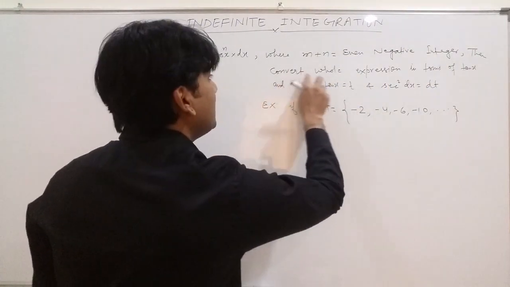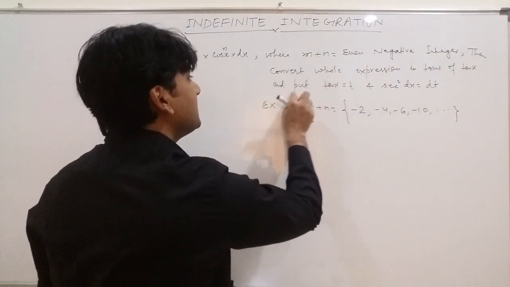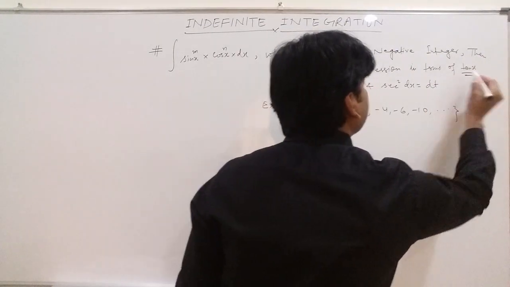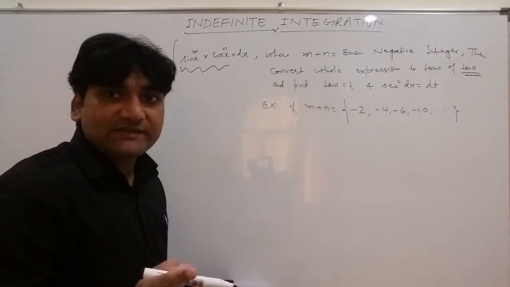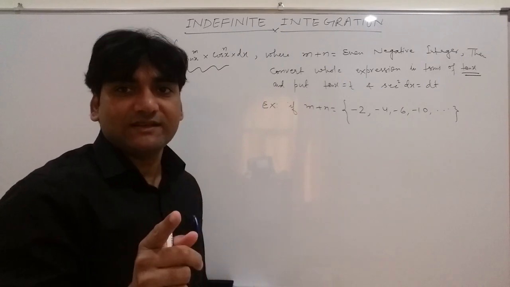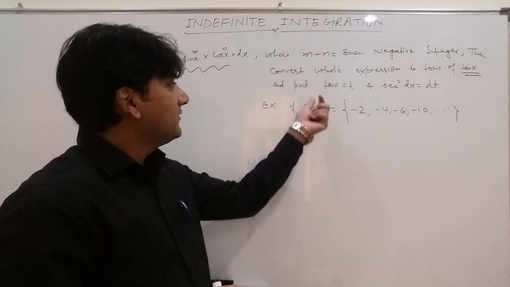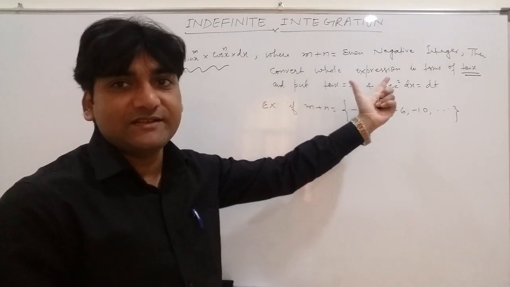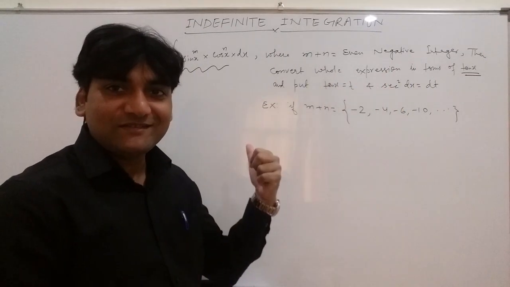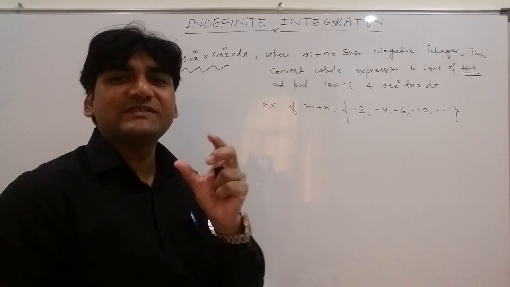then convert the whole expression in terms of tan x. Yes, then we have to convert this expression in terms of tan x and sec square x dx. Then we have to put tan x as t and sec square x dx as dt. So let us understand this concept with the help of a simple example.